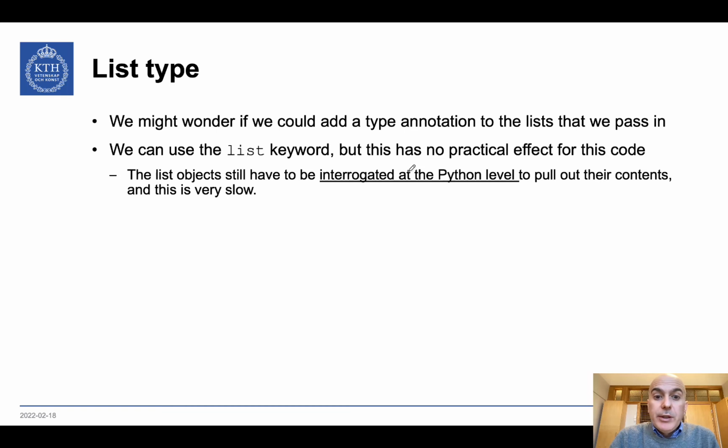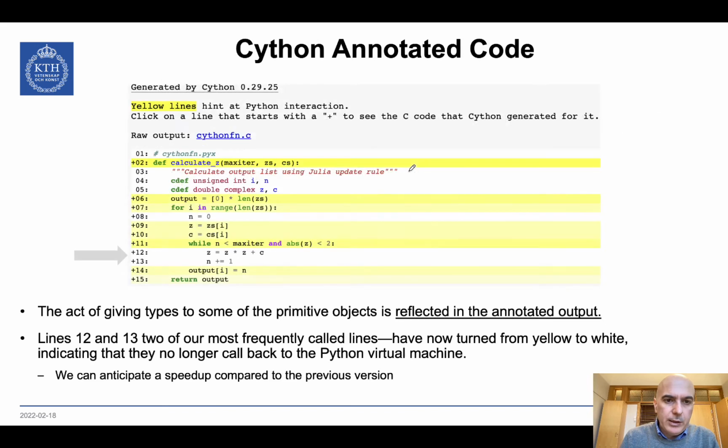You might also wonder if you could add a type annotation to the list that we pass in, or that we are working on. Well, it turns out that yes, we can actually use the list keyword, but it has no practical effect for this code. The list objects still have to be interrogated at a Python level to pull out all the contents, and this is very slow. So we won't have any benefit in using the list.